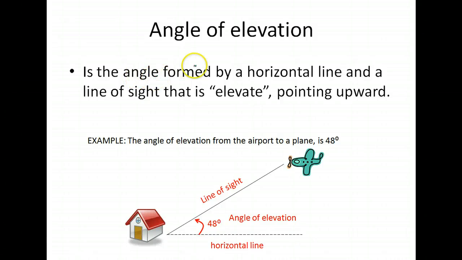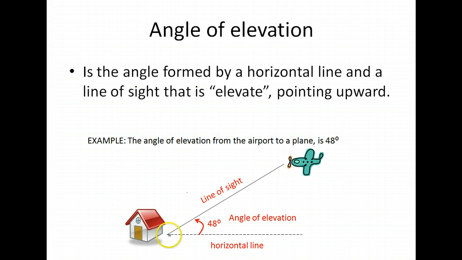All right, let's talk about what angle of elevation and angle of depression mean in word problems. An angle of elevation is the angle formed by a horizontal line and a line of sight that is elevated. And remember, elevated means to go upward. Okay, so here's an example of an angle of elevation.